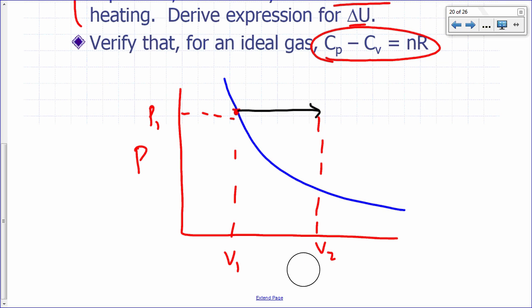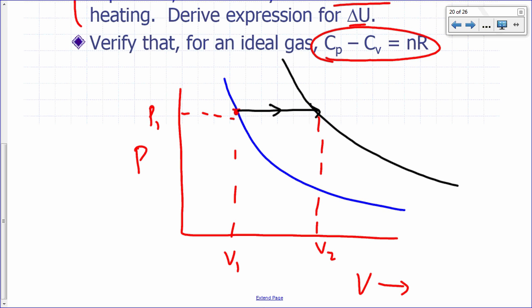Okay. So this is volume. And so V2 is going to be on a different isotherm, P2, V2. Okay. So P1 is equal to P2. So that's your reversible isobaric process. So what's Q for that one, and what is W?